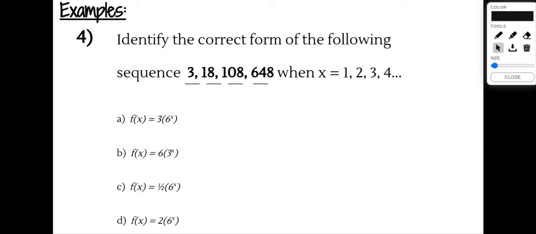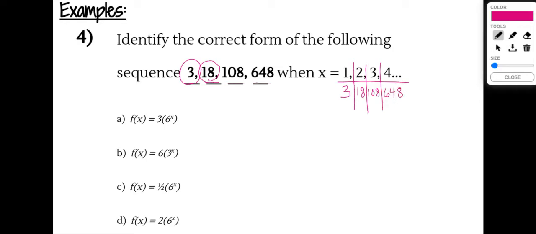Okay, let's try another one that's going to be geometric when x equals 1, 2, 3, and 4. Okay, so we have 3, 18, 108, and 648. Now, the sequence was built when x equals 1, 2, 3, 4. So I plugged in 1 for x as my input value into one of these equations, and I get the first term in the sequence, 3. Then I plug in 2, and I get the second term in the sequence, 18. And so on. So I'm just kind of building a table. I don't need every number in there, but might as well.